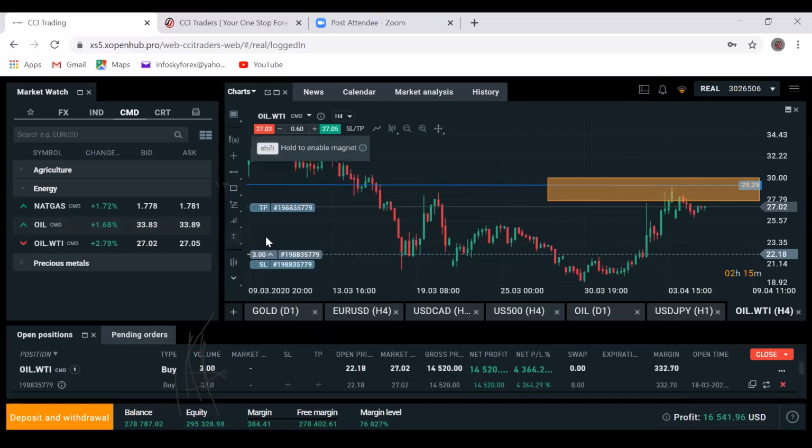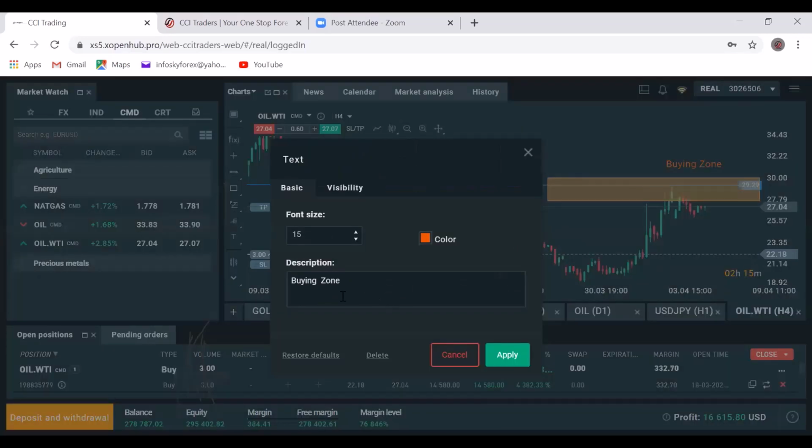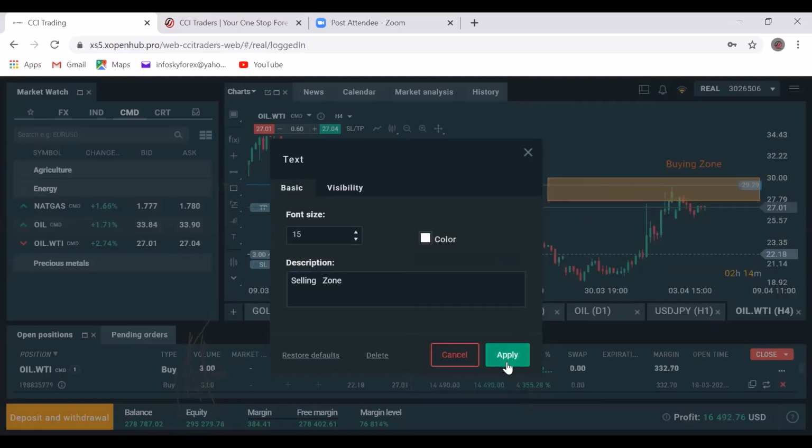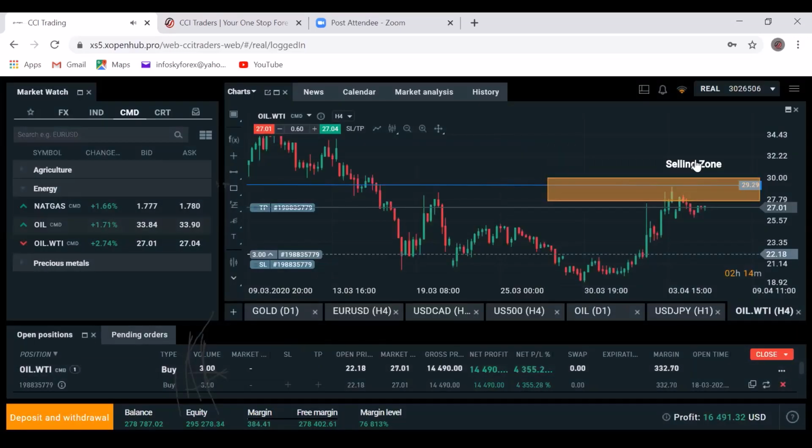Within this point will be a selling zone on 4 hours, on WTI. Here will be a selling zone. This point will be a selling zone for WTI in 4 hours.